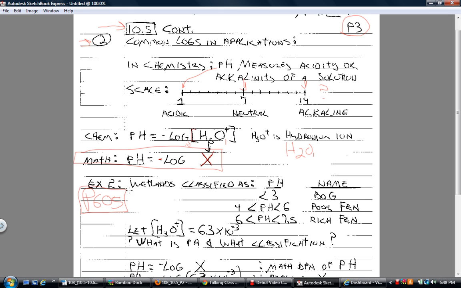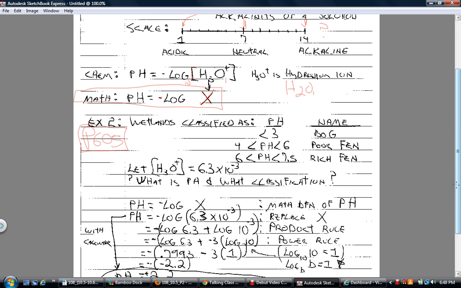Okay, so you're like, well, how can I help here? And you can notice here on the example, I kind of, sorry, I was reading from the book here, but here's the classifications for this problem. You got your MSI hat on. This is giving information to you. And you're told let the hydronium ion equal 6.3 times 10 to the negative third.